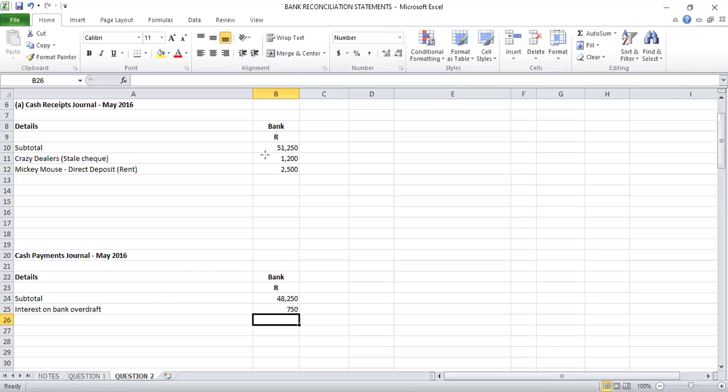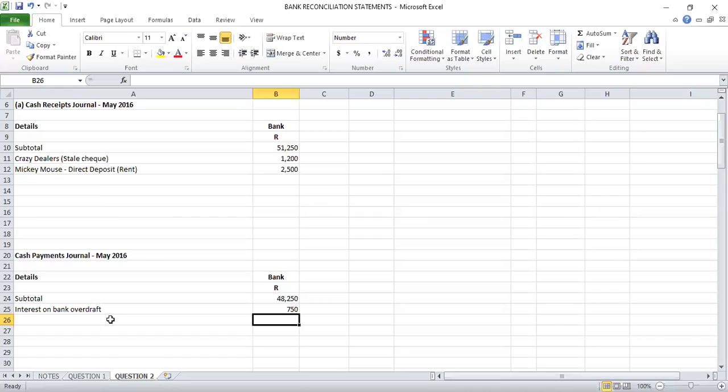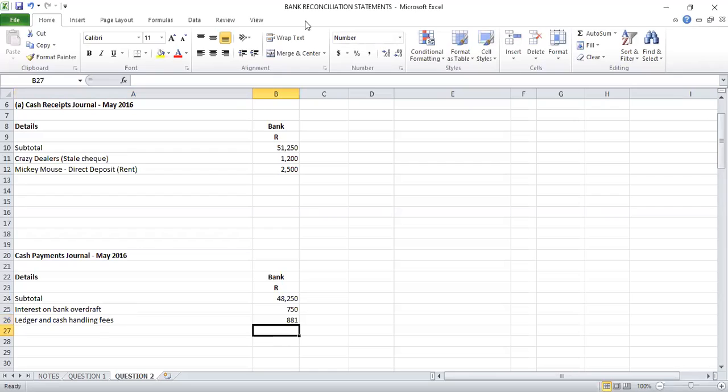Then we have ledger fees and cash handling fees. These are charges made by the bank for operating your account. They go to the cash payments because you'll be paying. So we have ledger and cash handling fees, 881. Or you can just say bank charges, it's still okay.